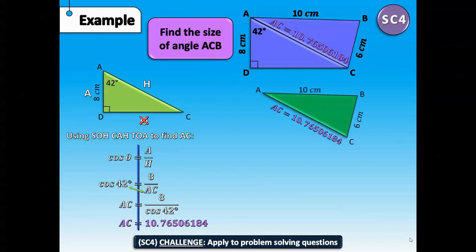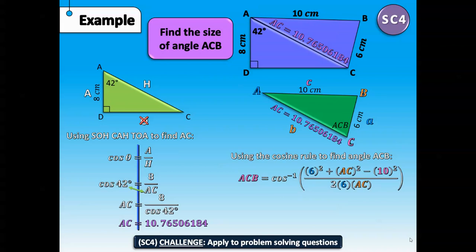I then look at the second triangle, and I can use the cosine rule to work out the angle ACB. So I label up my angles on my sides. I can then substitute those values into the cosine rule to find the missing angle. So the angle ACB is 66.3 degrees.